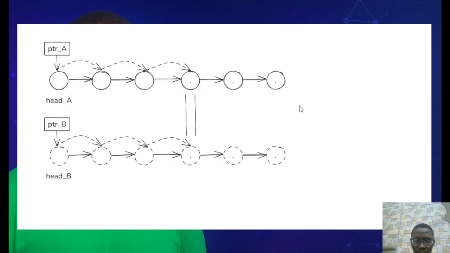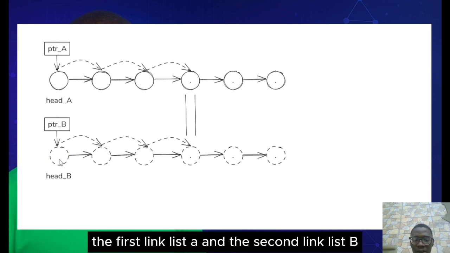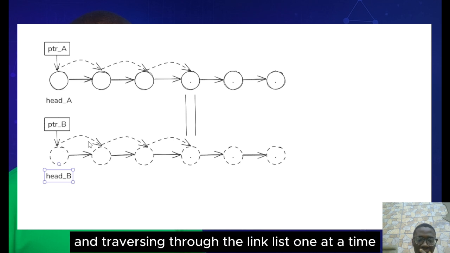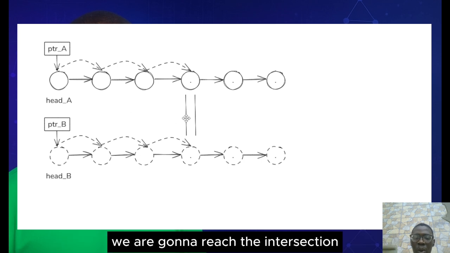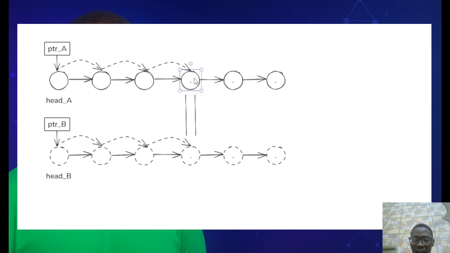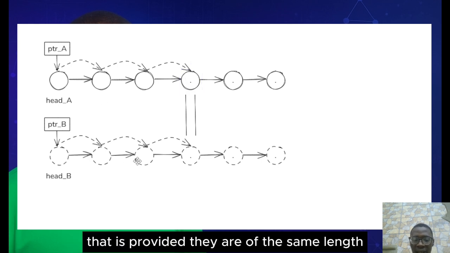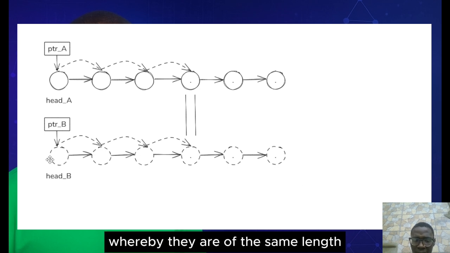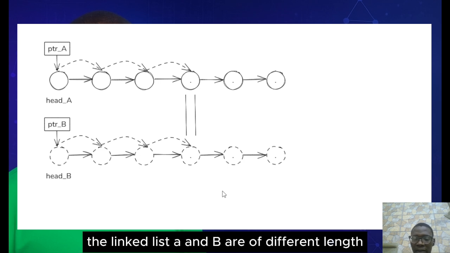Let's work on that. Let's say both the first linked list A and the second linked list B are of the same length. Placing a pointer at the head of A and a pointer at the head of B, and traversing through the linked lists one node at a time, moving both at the same pace, we are going to reach the point at which they intersect at the same time. You understand? That is provided they are of the same length. Now, could we replicate this same scenario, whereby they are of the same length, for a situation where linked lists A and B are of different lengths?